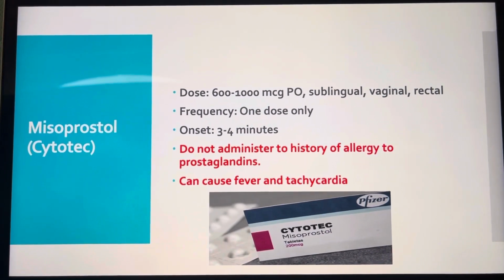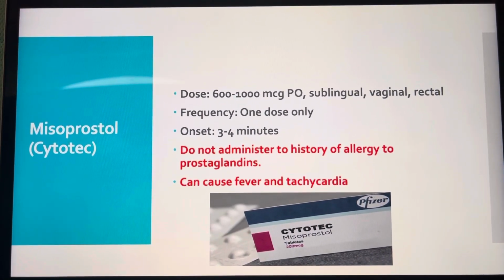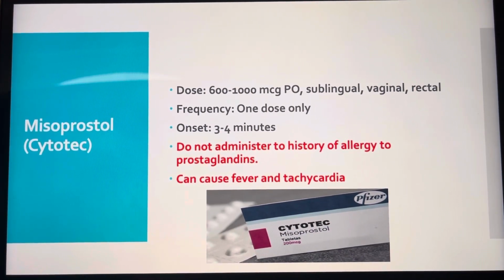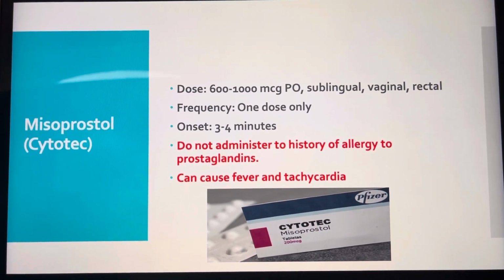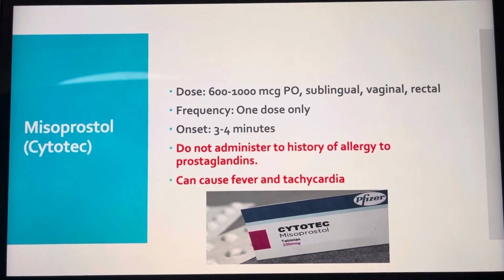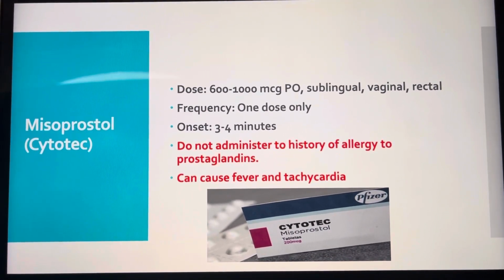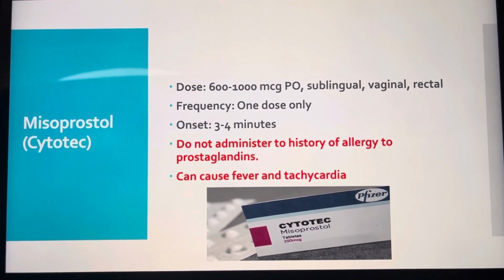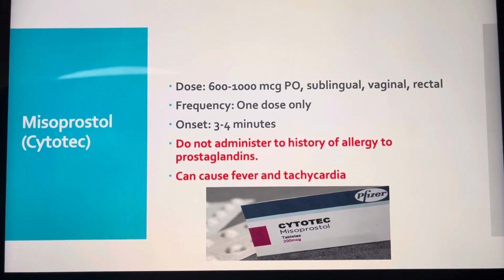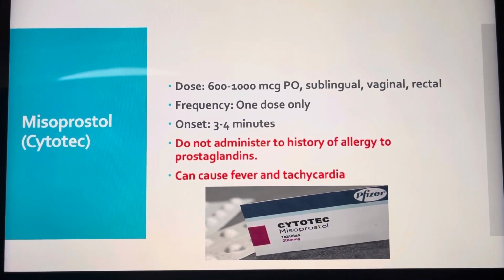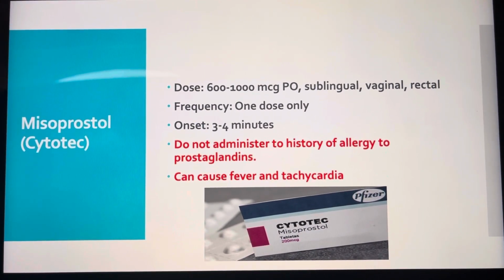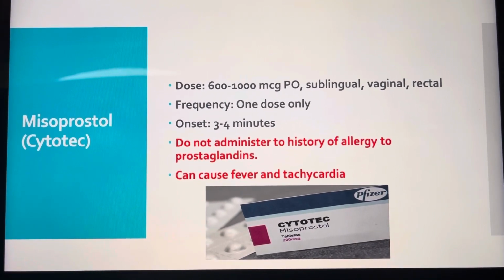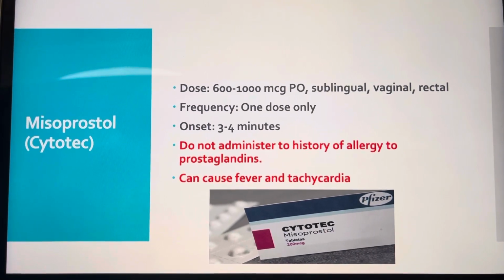Another form of medication management is misoprostol, which is Cytotec. You would give this 600 to 1,000 micrograms PO, sublingual, vaginal, or rectal. Frequency is you're only going to give 1 dose. The onset is 3 to 4 minutes. Do not administer to history of allergy to prostaglandins. This can cause fever and tachycardia. And the main purpose for this medication as well is to produce uterine contractions.